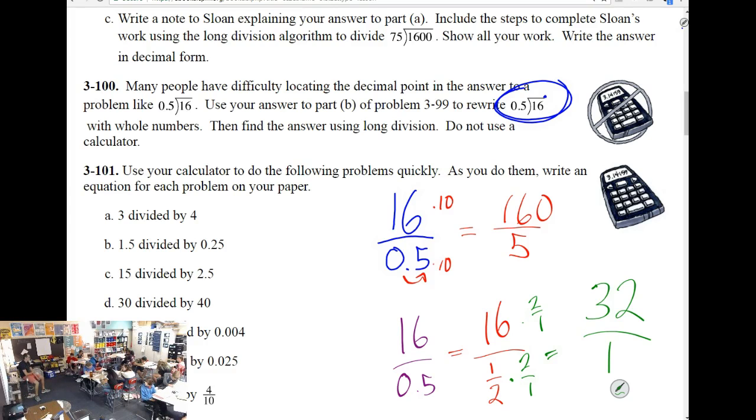This stool has broken. I'm slowly going down. Seriously, every time I shift my butt, it like drops a little bit.